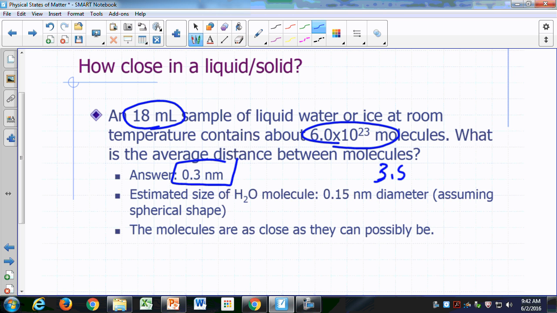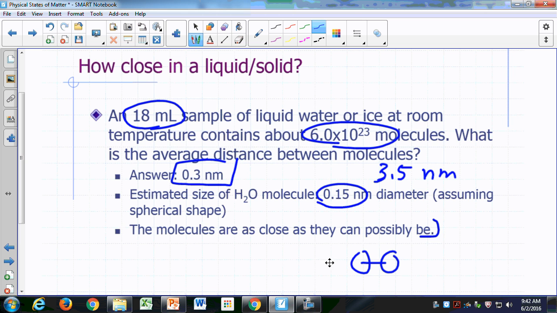What did we have for the other one? 3.5 in the air, right? So they're much closer. The estimated size of water molecules, very similar to the size of an air molecule, is about 0.15 nanometer in diameter. So you can see that the distance is only about 2 times the diameter. So they're much closer together in a liquid and in a solid. The molecules are as close as can be.